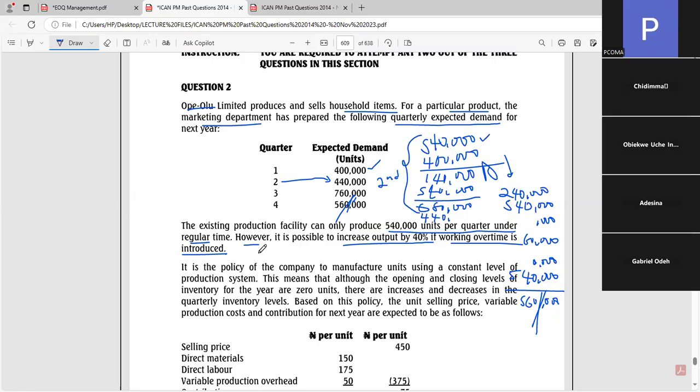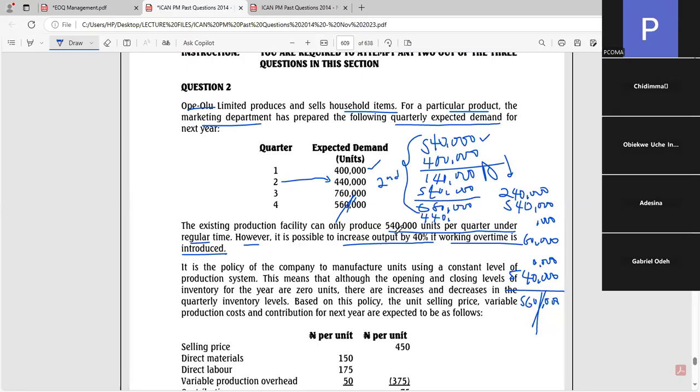Okay. So in this question, they said, however, it is possible. They did not say you should go overtime. They say it is possible to increase output. But why would you want to increase output? Your output is your production, not your sales, not your demand, your production. The only thing that will make you increase your output is because there's a demand you want to meet.